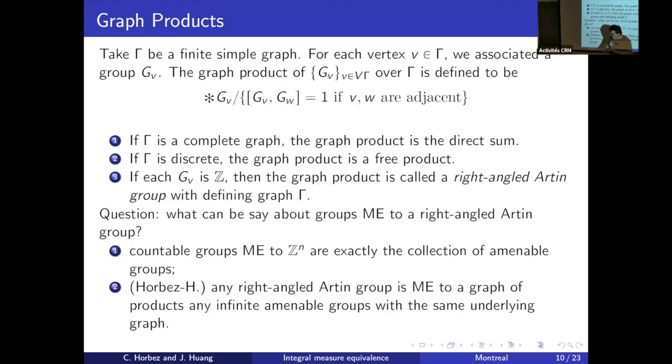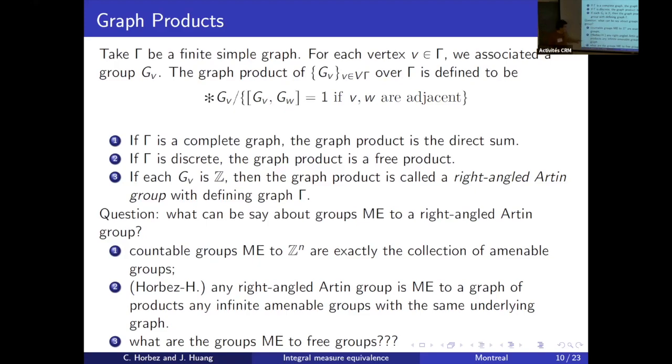I tell you I want to prove a rigidity result, and then it's not rigid. So this is not the end of the story. I also want to mention that the groups which are ME to a free group are very mysterious. Nobody understands that, in contrast to what happened on the QI side.